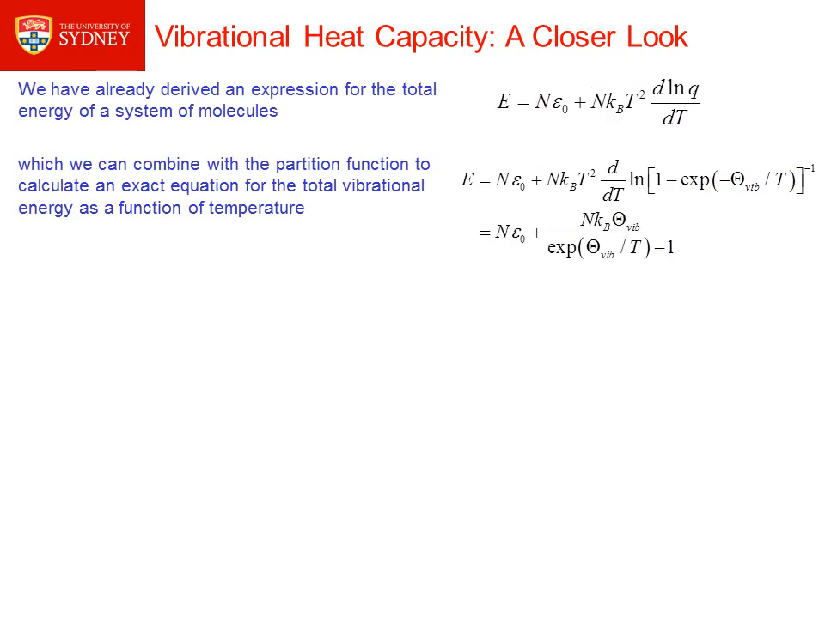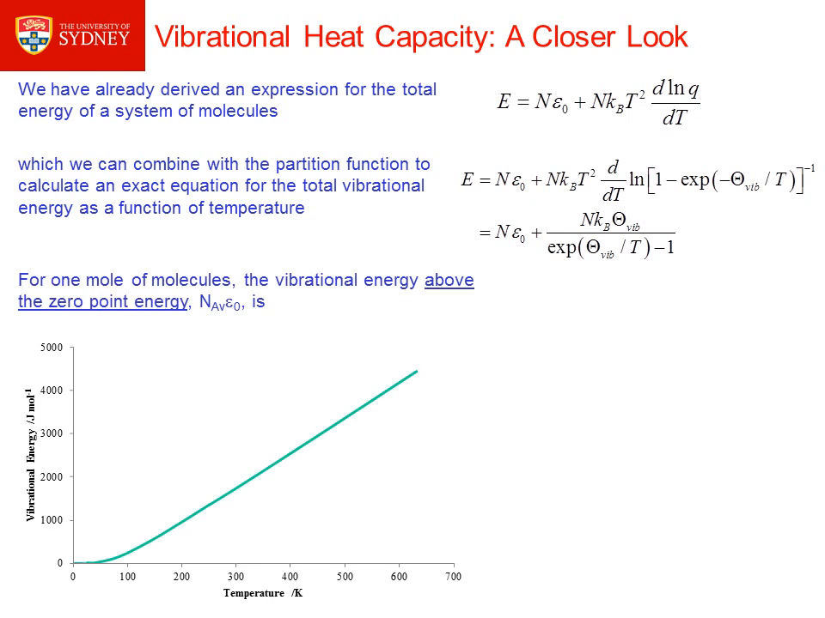We've already derived an expression for obtaining the total energy of a system of molecules from the partition function, which we can combine with the partition function equation to calculate the total vibrational energy as a function of temperature. The first term is the ground state energy, and the second one comes from the energy of molecules in excited states. For 1 mole of molecules with the same 200 K characteristic temperature, the vibrational energy above the ground state, or zero point energy, Avogadro's constant times epsilon 0, looks like this.